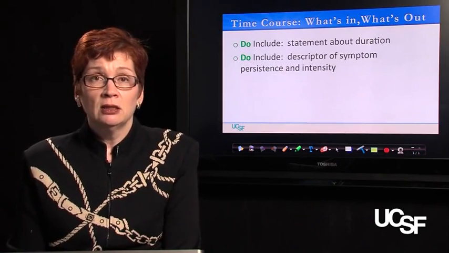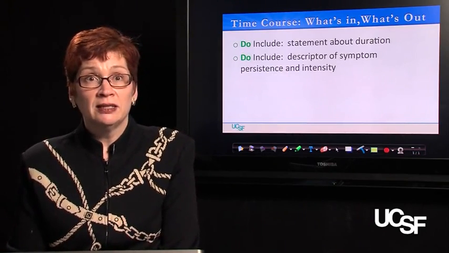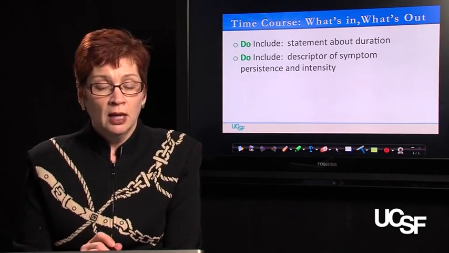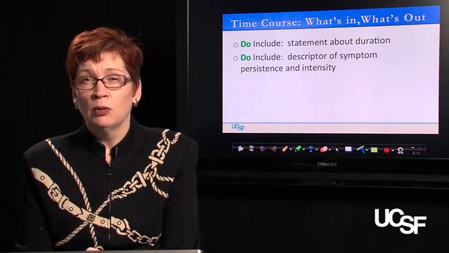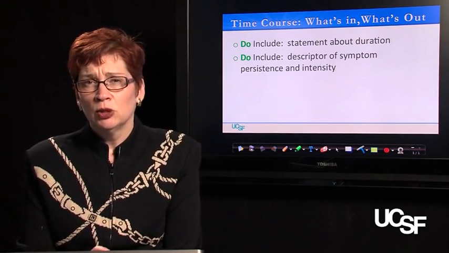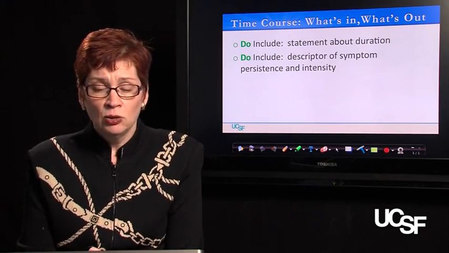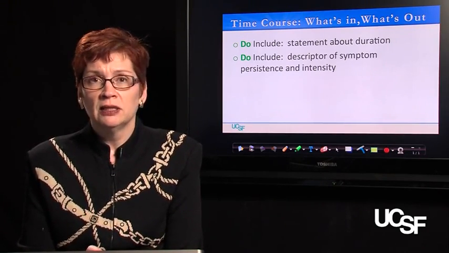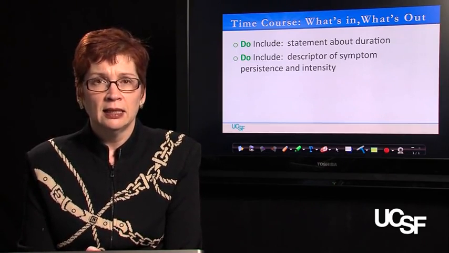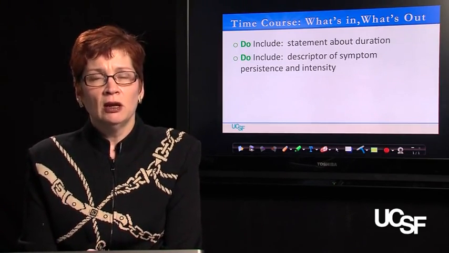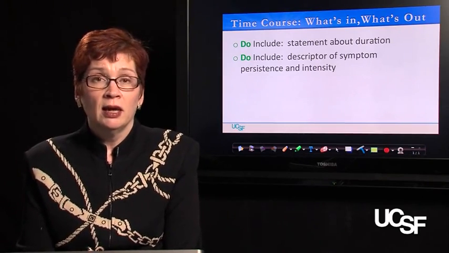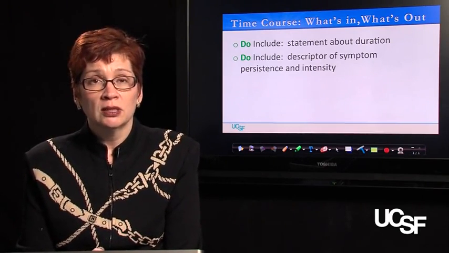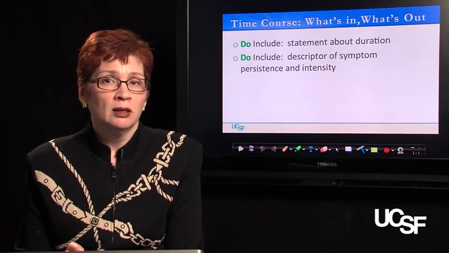Time course is a little bit easier, and I think you're feeling very comfortable with this based on the results from the homework that we saw. But you do include a statement about the duration of the symptoms, how long it's been going on, when was the first time that you saw, and again, we'll talk about how we process that. And you also should include a descriptor of the symptoms' persistence and intensity. And be attentive to this, because it often does make a difference if it's been steadily progressive, waxing and waning, episodic, or some other descriptor of inconstancy of the quality of the symptom.